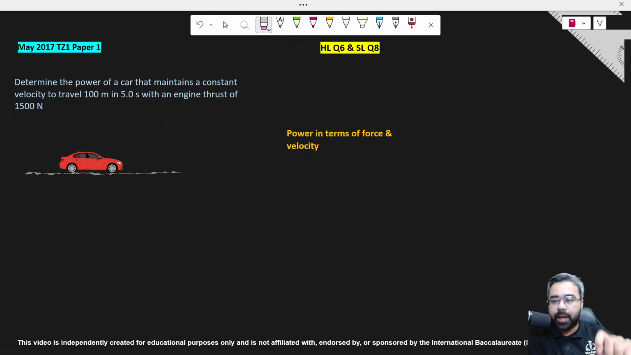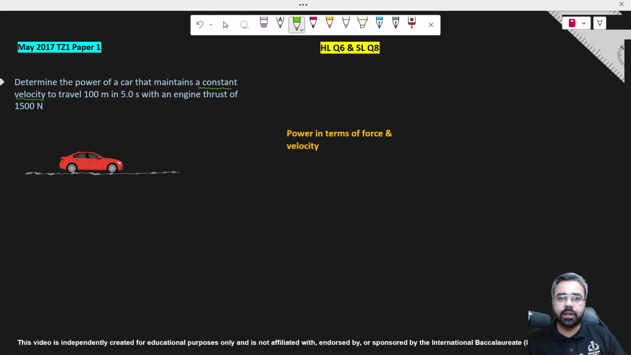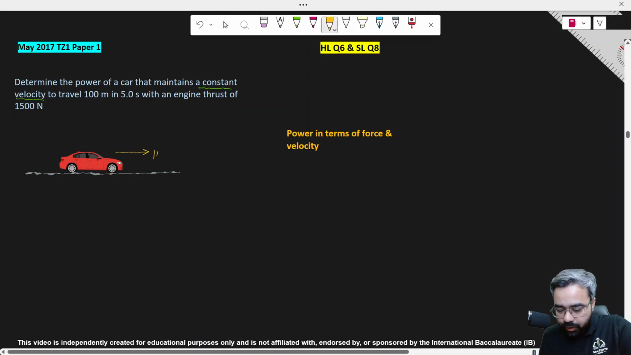In this question, we have to find out the power that is required to maintain the constant velocity of the car despite the resistive forces, either it's air drag or a frictional force by the ground. So the car engine is giving a constant thrust of 1500 newtons.